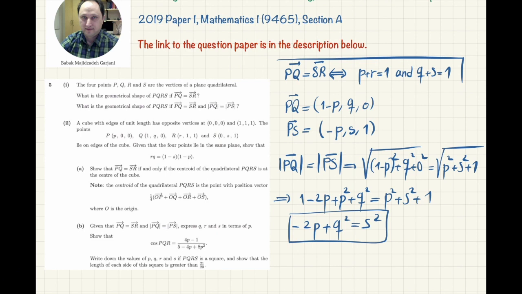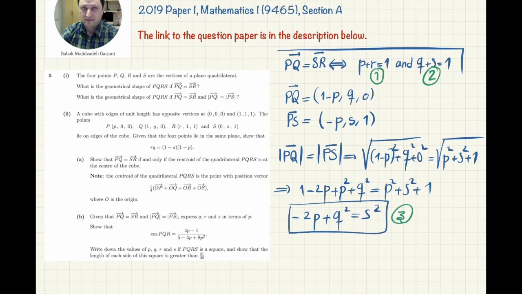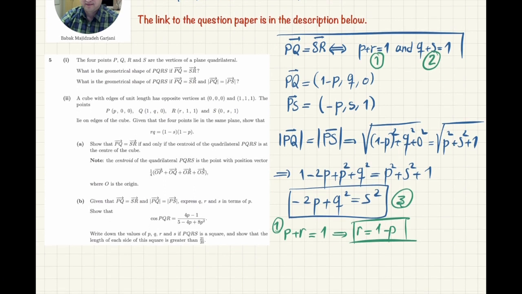Okay, so now I have 3 equations actually. This is equation number 1, equation number 2, and equation number 3. How many unknowns do I have? I have 4: P, Q, R, S. But I'm not supposed to find all of them. I am supposed to find 3 of them in terms of the other one, which is P. So it's possible. So from number 1, I can immediately write R in terms of P, yes? So P plus R is equal to 1. So what I get is that R is equal to 1 minus P. Simple as that.